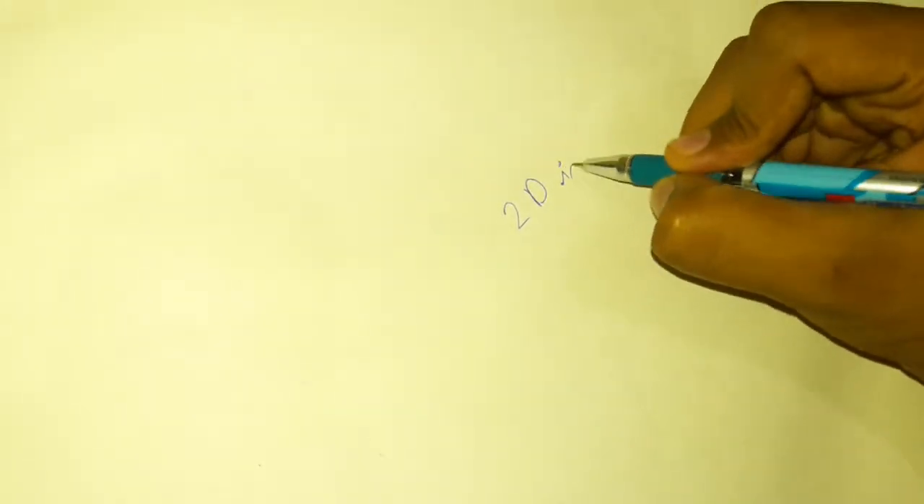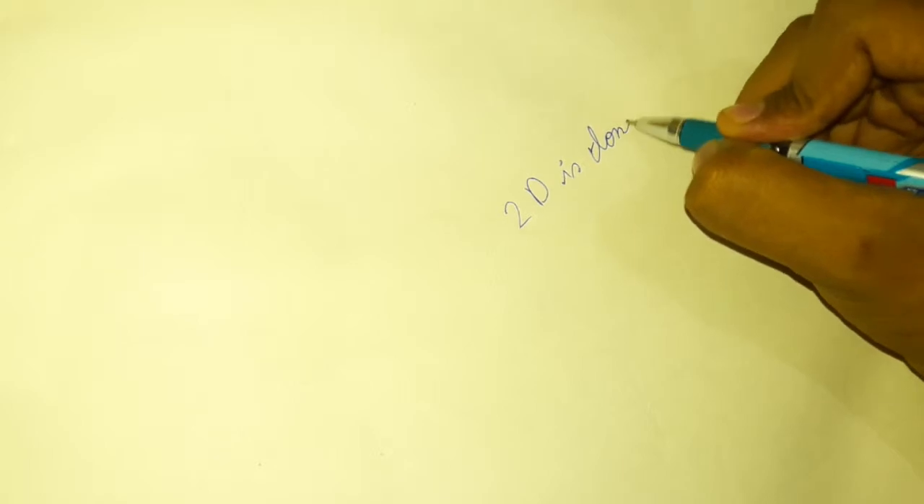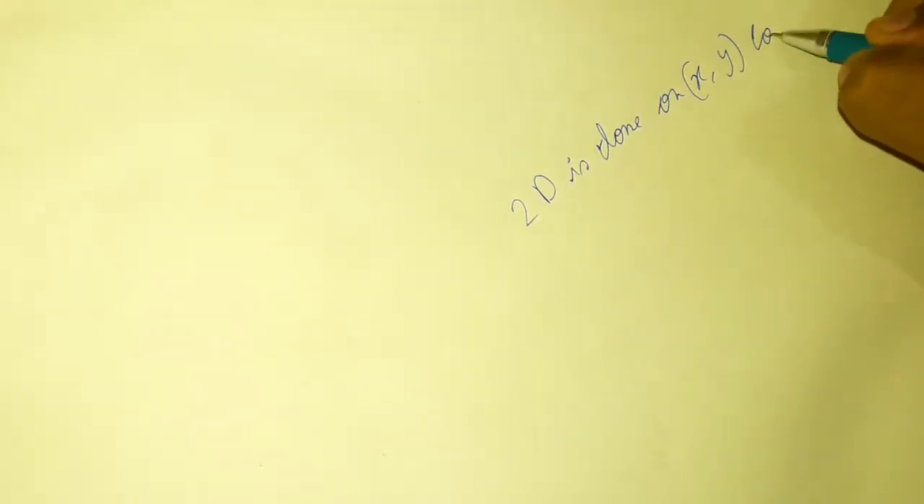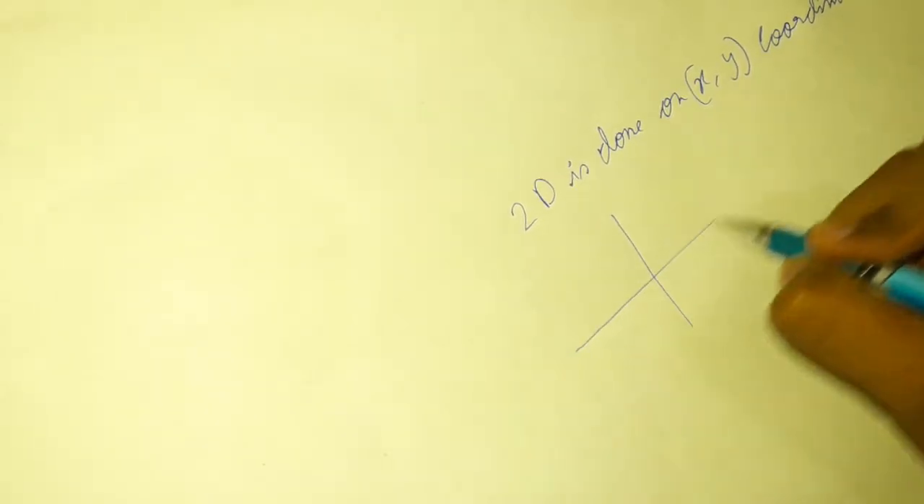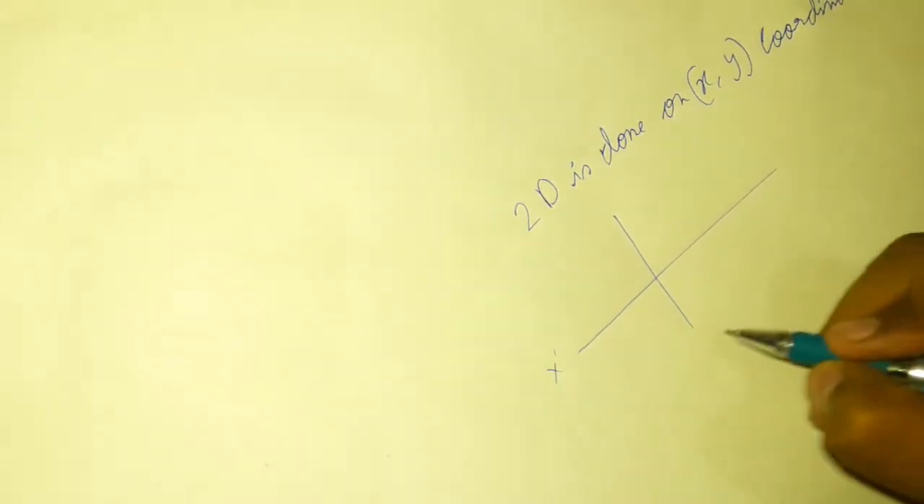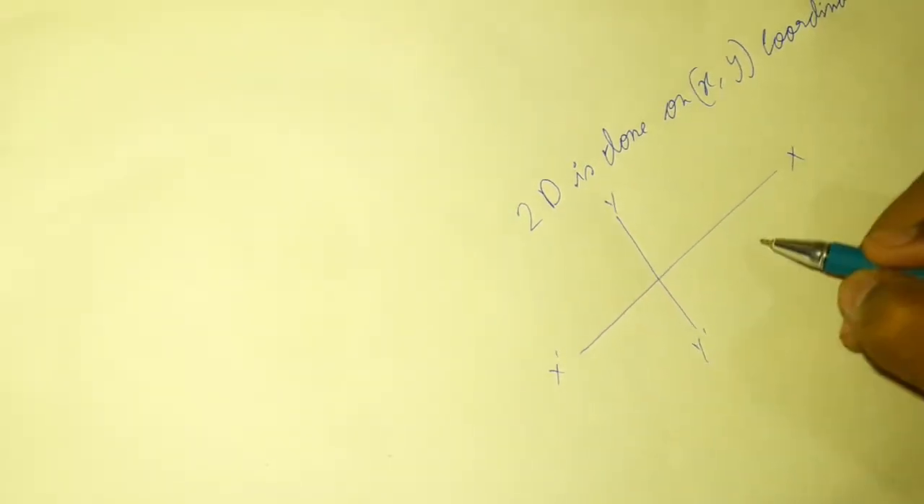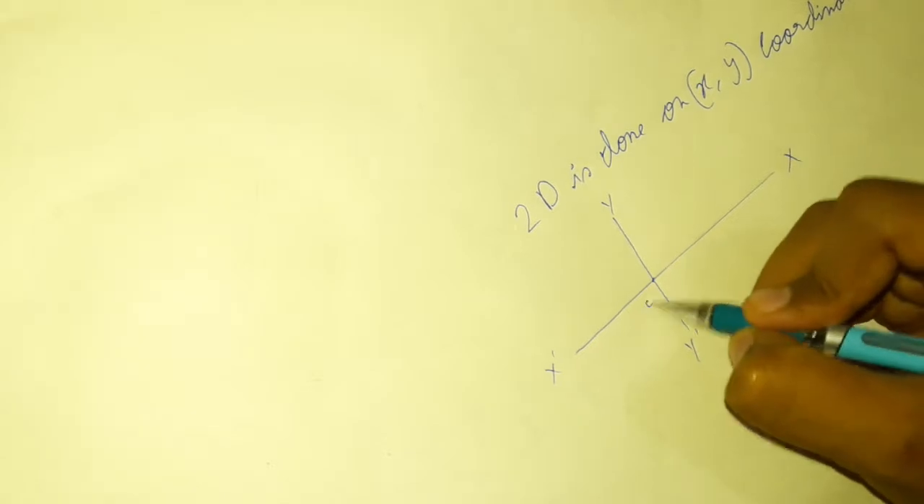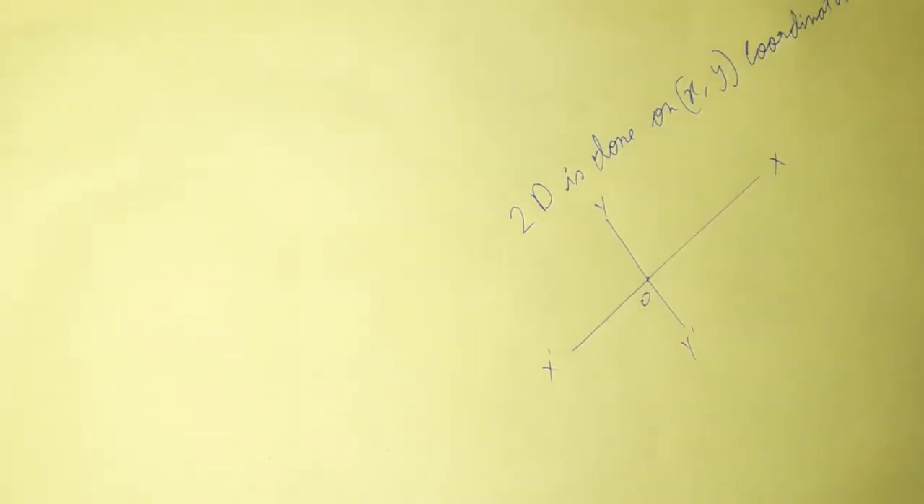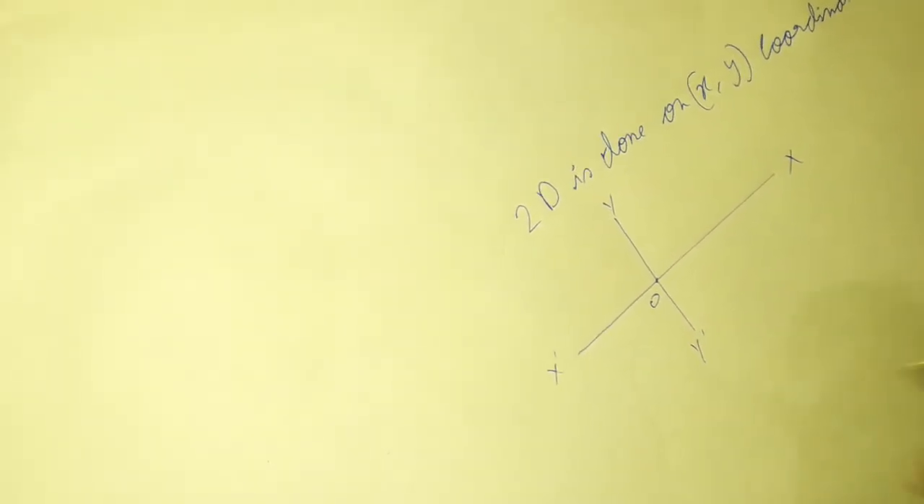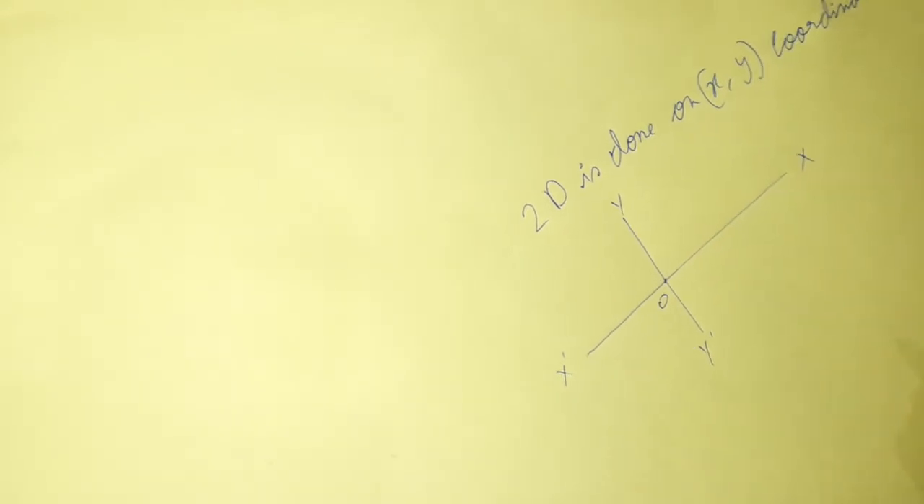Two D is done on XY coordinates. That is X, Y dash, Y and X. Here is our origin. We are doing 2D in the XY plane. It is of three types.